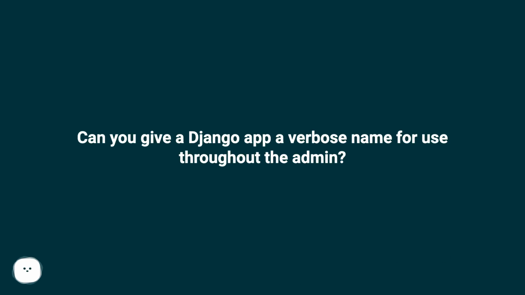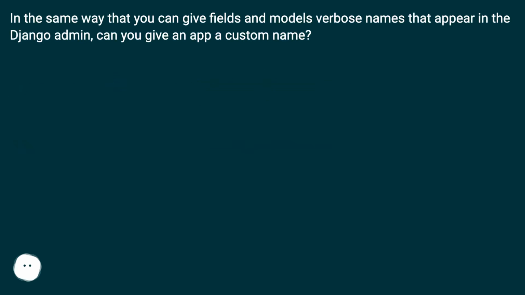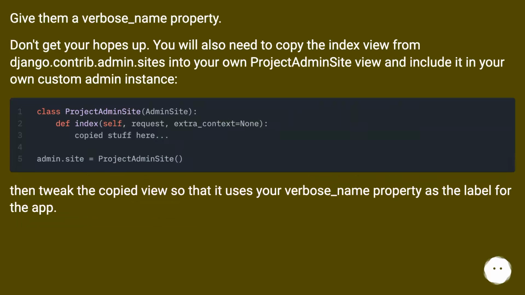Can you give a Django app a verbose name for use throughout the admin? In the same way that you can give fields and models verbose names that appear in the Django admin, can you give an app a custom name? Give them a verbose_name property. Don't get your hopes up.